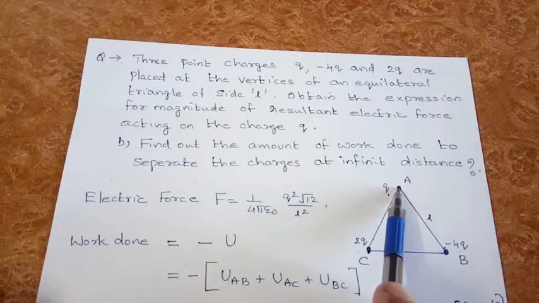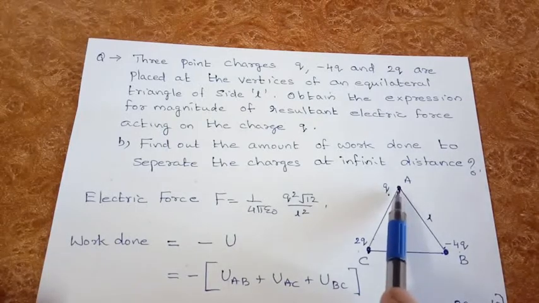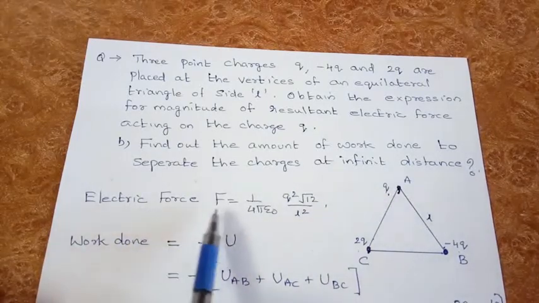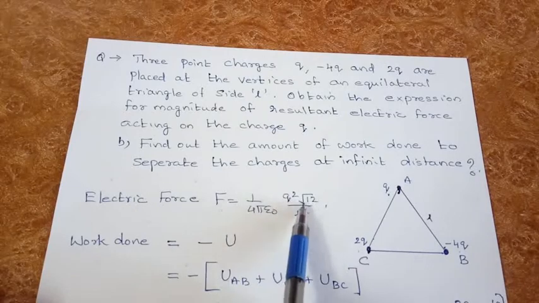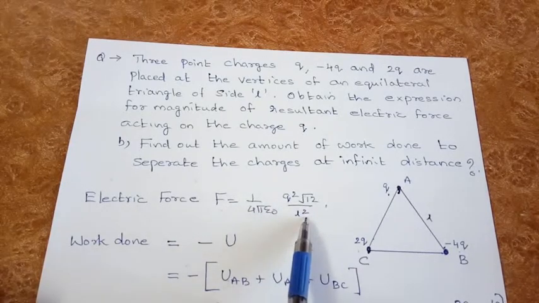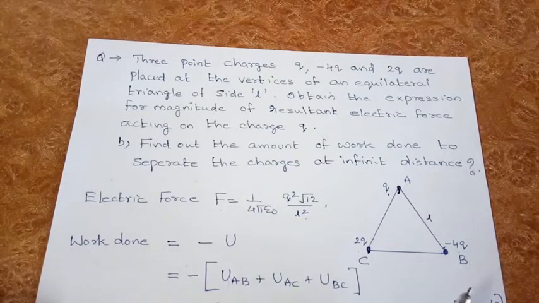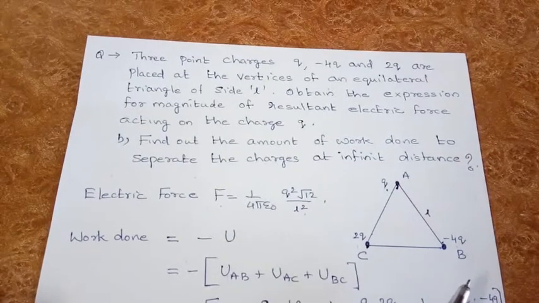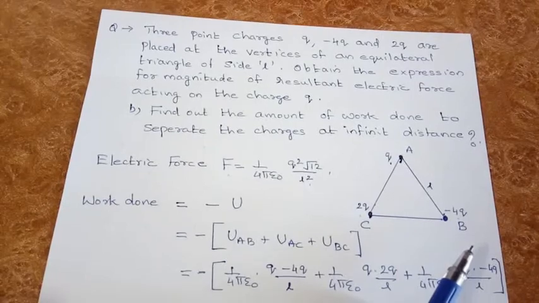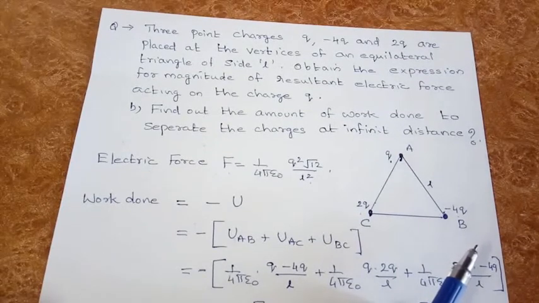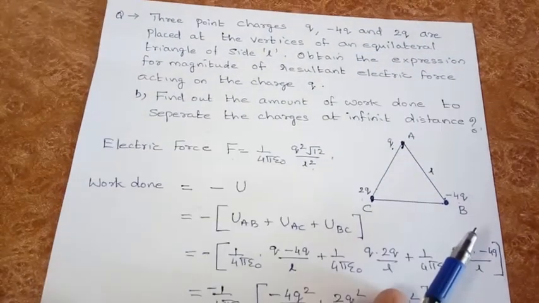This is chapter 1 question. Therefore you please do this as a homework, and the result is written F is equal to 1 by 4 pi epsilon 0 q square root 12 divided by L square. Please try yourself and find out the answer. And the second part of the question I am going to explain. Find out the amount of work done to separate the charges at infinite distance.